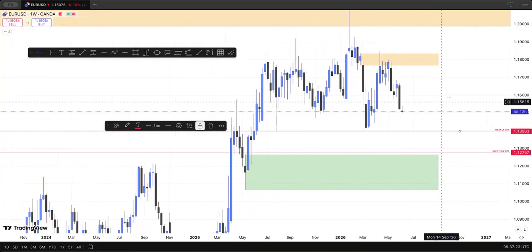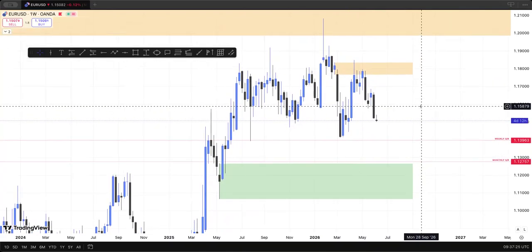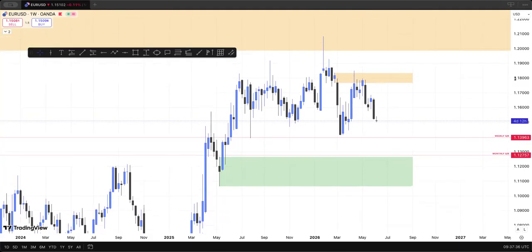So on the monthly, we all could see that price is in a bearish move. All right, price is bearish. And also on the weekly time frame, price is also bearish. Then go to the daily time frame.